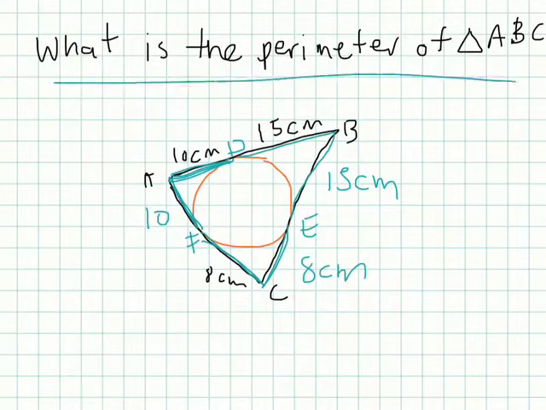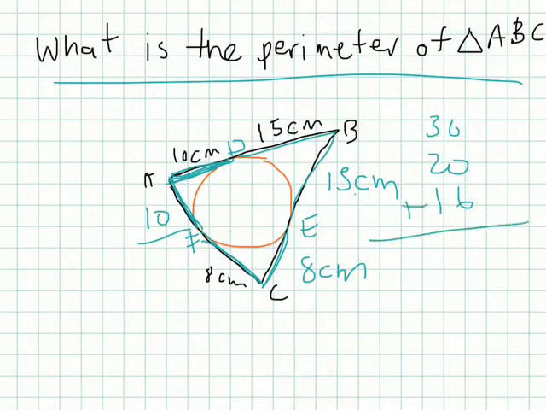So if the question is, what is the perimeter, I could just add these up. 15 and 15 make 30. 10 and 10 make another 20. And 8 and 8 make 16. Altogether, you would have 66 centimeters is the perimeter.